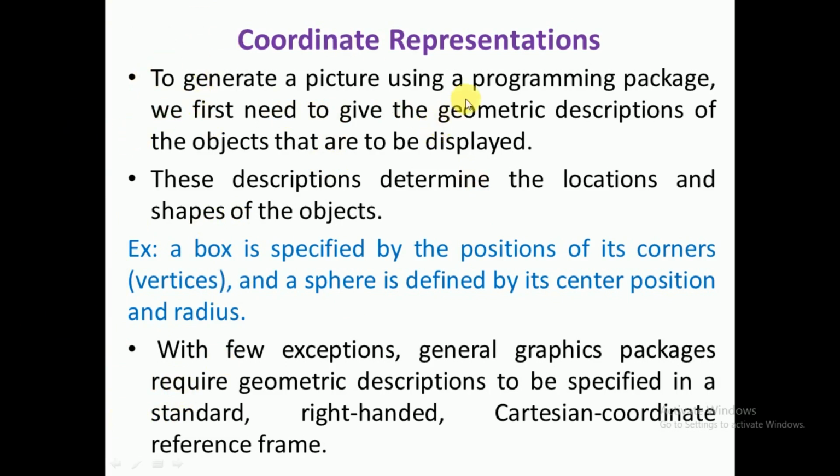To generate a picture using a programming package, we first need to give the geometric description of the objects that are to be displayed. When you want to draw an object from this cursor point to this cursor point, you don't know the value of this point. You don't know whether it is 10, 10, 100, 100. What is this value? I don't know, right? Then I don't know what the point is. But I want to draw here. Then how to draw?